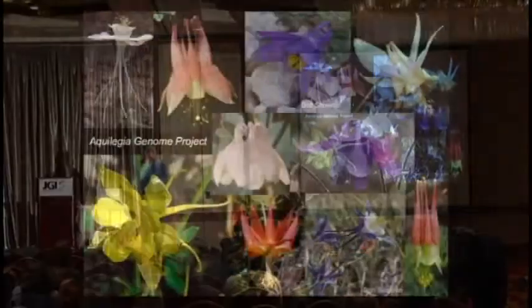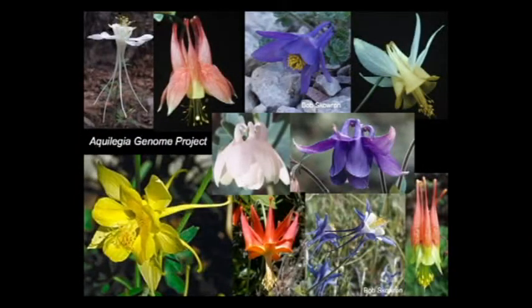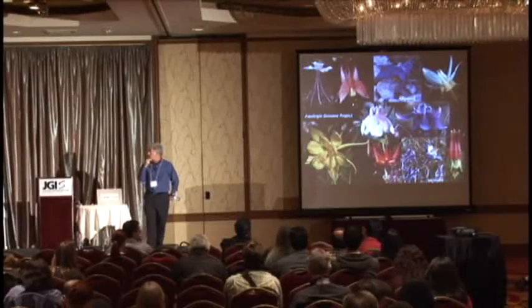The genus is about 70 species. It's found throughout the northern hemisphere. There are European, Asian, and North American taxa. On this slide, the top row and the bottom row are some of the taxa from North America. This is an Asian species, fragrans, from Kashmir, and this is a European species over here.